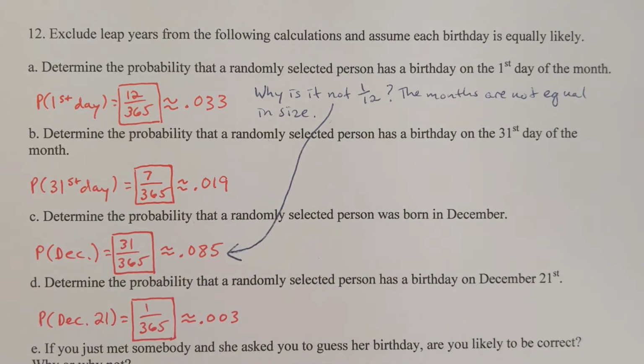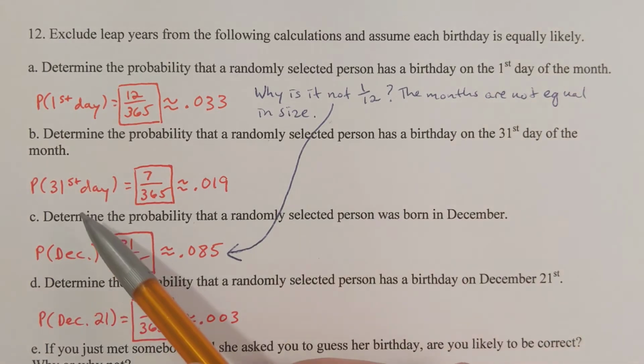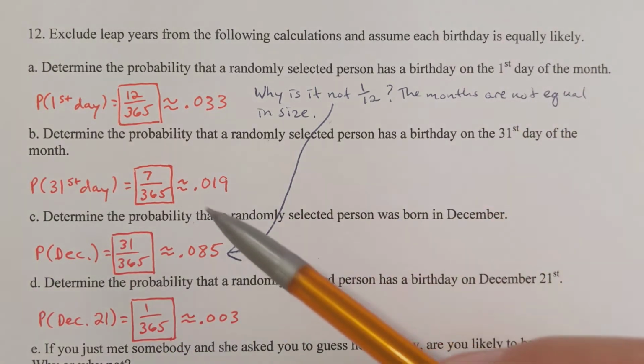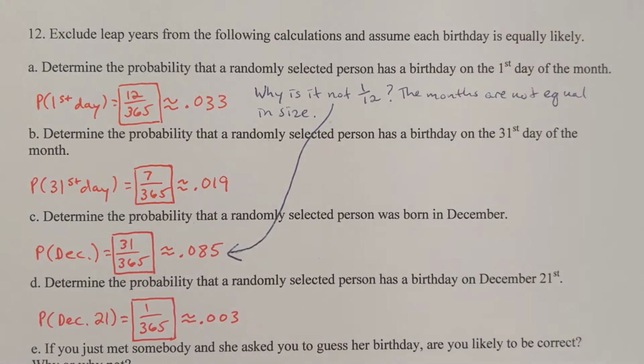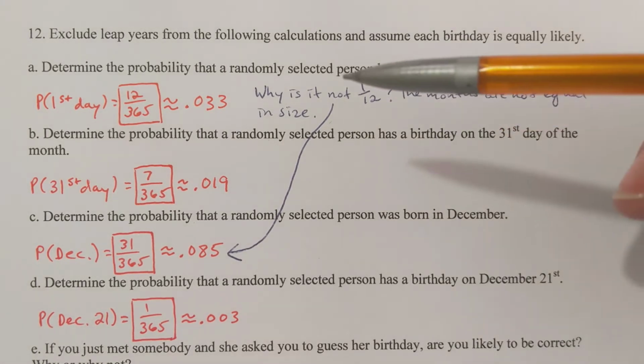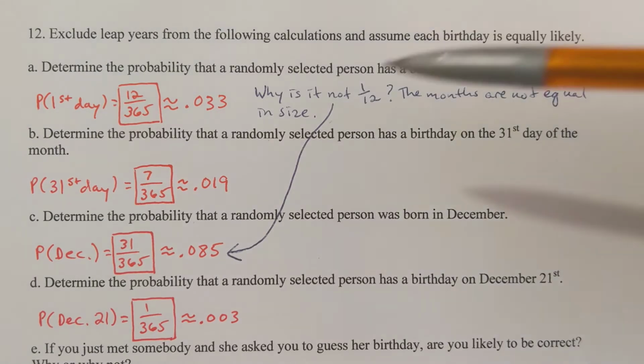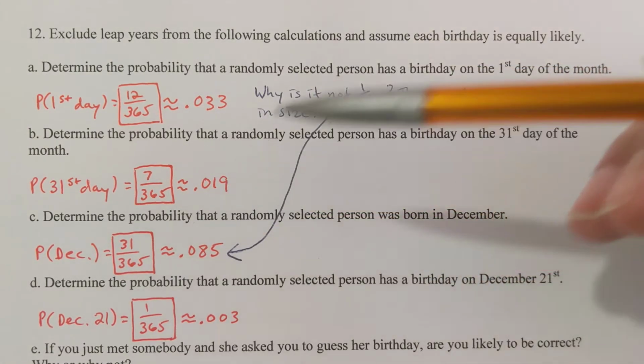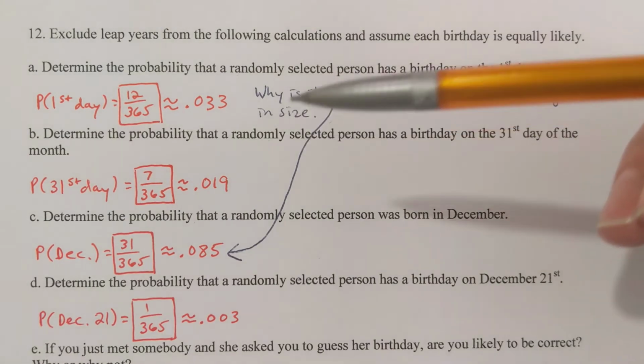Part B, determine the probability that a randomly selected person has a birthday on the 31st day of the month. So the probability of 31st day. So 7 months have 31 days. All the others have either 30 days or 28 days. So 365 days in a year. So there's 7 divided by 365, or that'd be roughly 0.019 is the probability. So, it's more likely that somebody would be born on the first day of the month rather than the 31st day of the month, because there's more first days than 31st days.